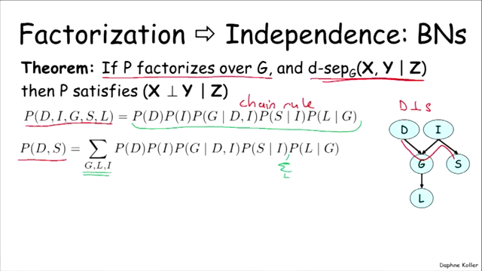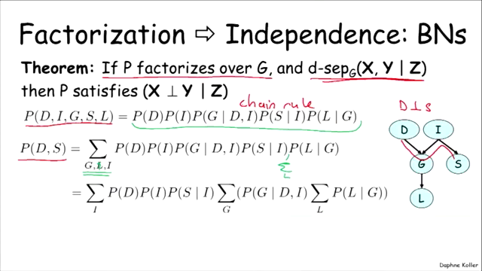And we can push in that summation because the only term that involves L is probability of L given G. So if we push in the summations in this way, we end up with the following expression. And we see that we have this summation over L here, a summation over G, and then finally the summation over I at the very beginning.